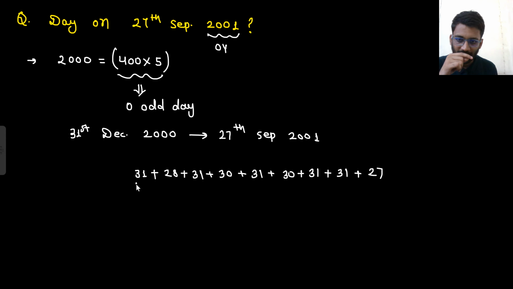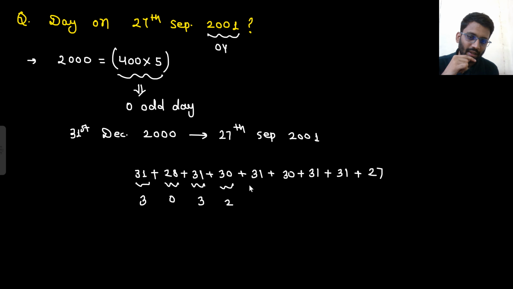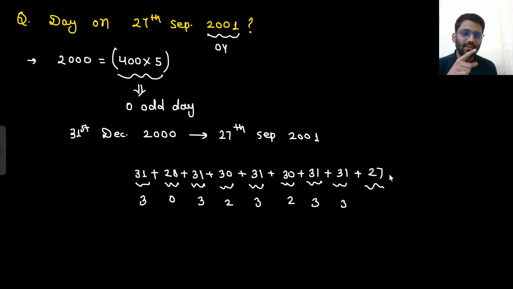So let's check. You will get 3 odd days from here, 0 from here, 3 from here, 2 from here, 3 from here, 2 from here, 3 from here, 3 from here, and how many from here? 27th. So 21 days will make 1 week, so 6. So let's add them up: 3, 3, 6, 7, 8, 9, 10, 11, 12, 13, 14, 15, 16, 17, 18, 19, 20.